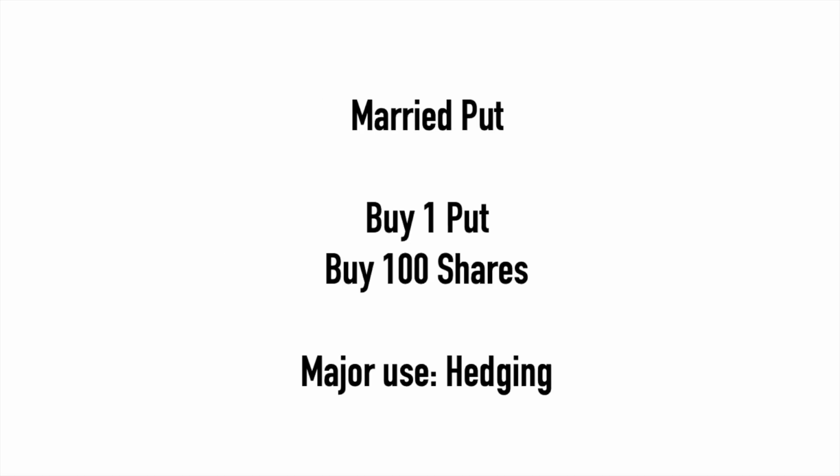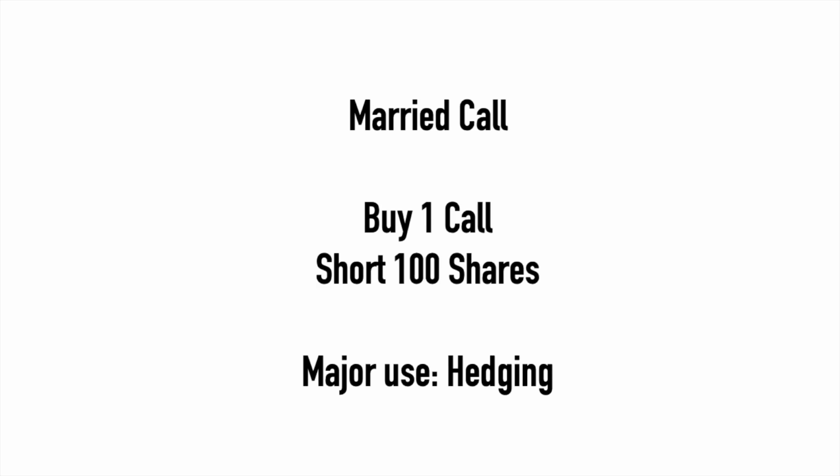A married put is generally used to hedge a position. If an investor has 100 shares of some stock, the investor might buy a put option on those shares to hedge against downside risk. For each 100 shares, a put option now has a floor that if the share price were to drop below that, the investor would be able to sell the shares, thus hedging out downside risk. And similarly, a married call hedges out a short position, where for every 100 shares short that an investor is, buying one call option will protect from upside movements in the underlying shares.